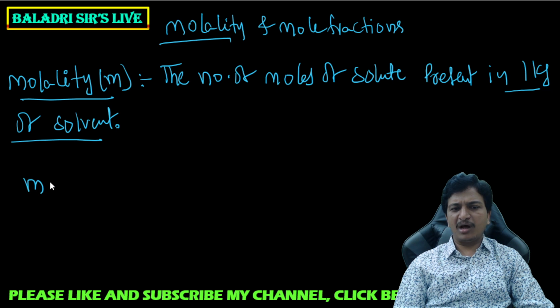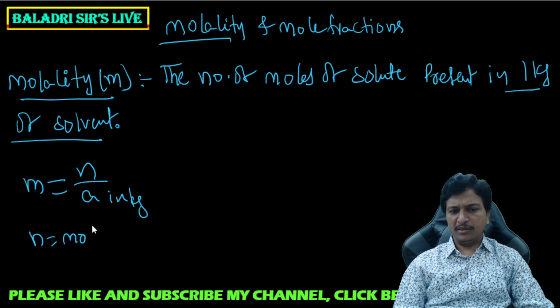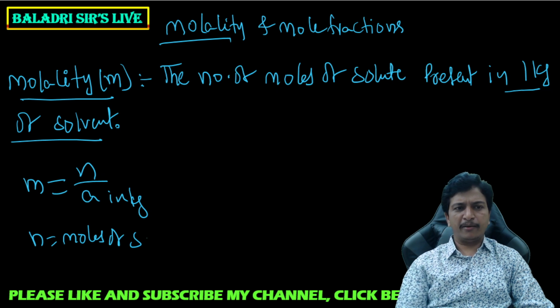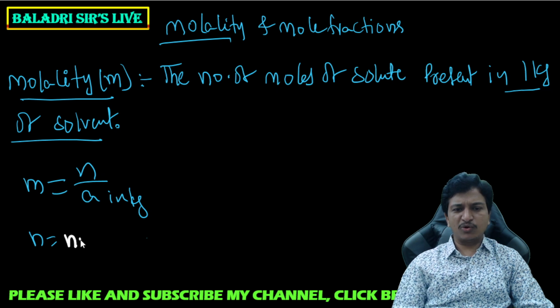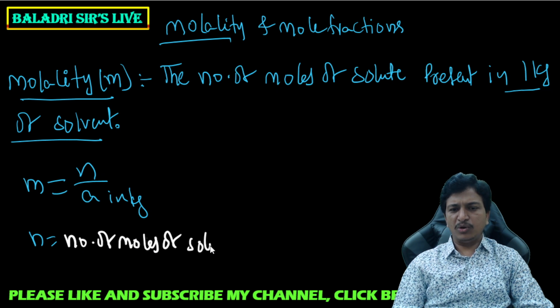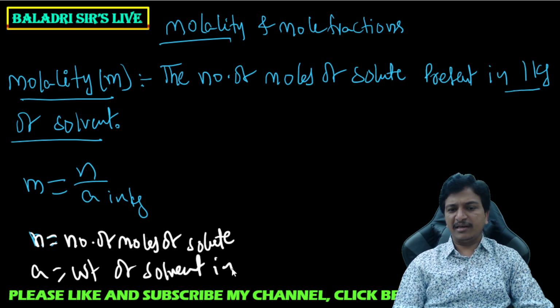Now let me write the formula of molality. Molality is equal to N by A, where A is in kg. You can ask what is N, sir, and what is A, sir. N is the number of moles of solute. And A is the weight of solvent, in kg.